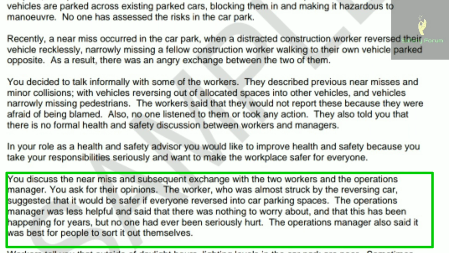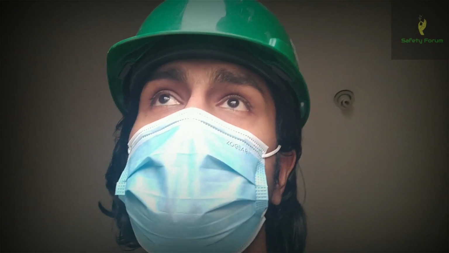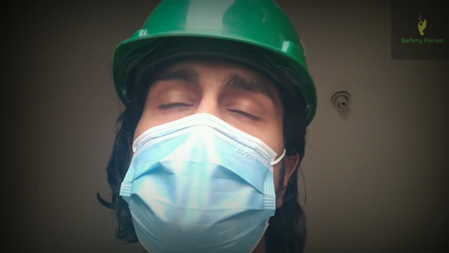Similarly, when you took the feedback of the manager, what he said is that this kind of incidents used to happen for many years, but no one is injured seriously. So that is the reason they are not taking care of this kind of incidents. And what he is saying is, people will take care of these things themselves. So what it shows is the management is not committed to health and safety practices.